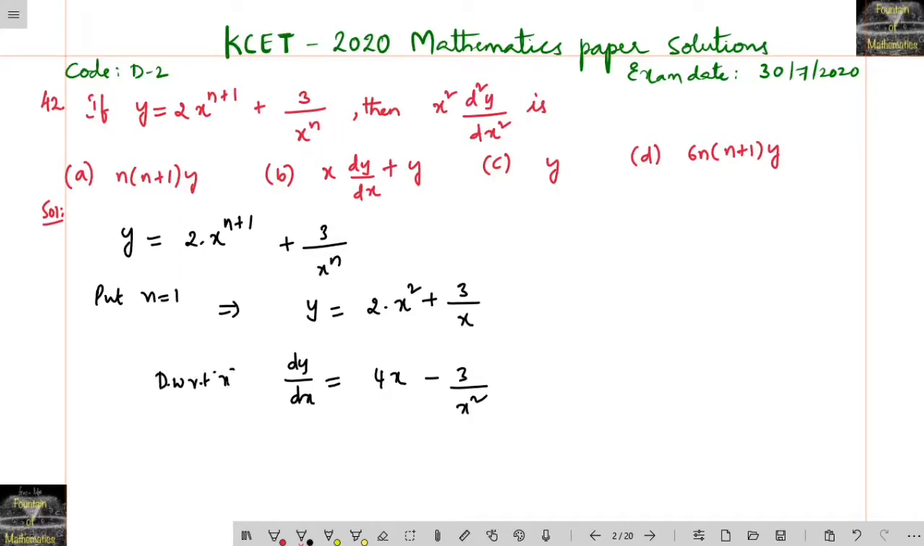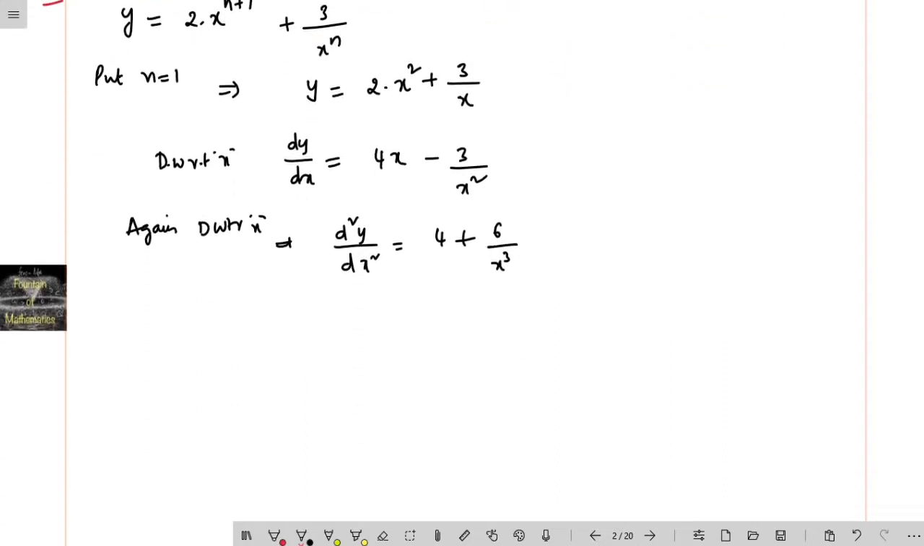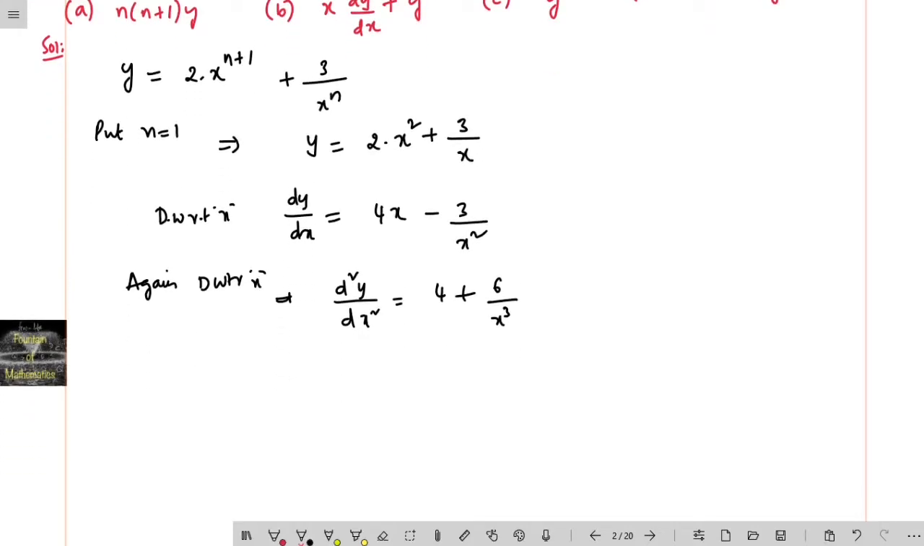So differentiating with respect to x, and again differentiating with respect to x, we have d square y by dx square is equal to 4, minus of minus will become plus, 6 by x to the power of 3. Okay. So d square y by dx square is equal to this much, and the question has asked about x square into it. So let's multiply here x square. x square d square y by dx square is equal to 4x square plus 6 by x cube into x square, which becomes 6 by x. If I take 2 common, 2 times 2x square plus 3 upon x.